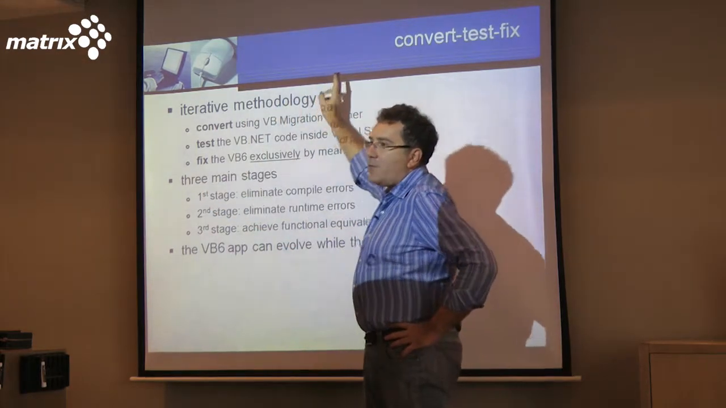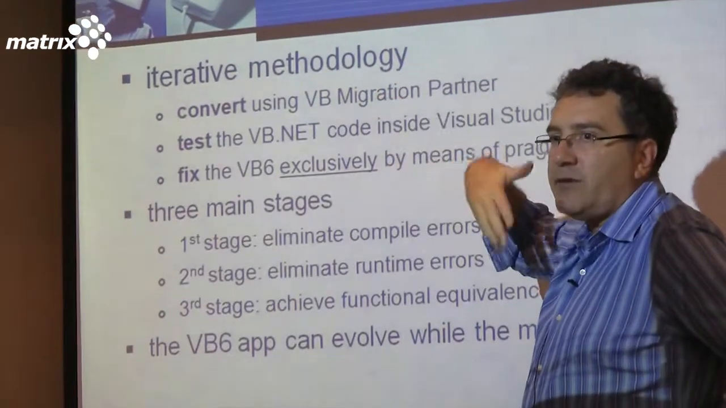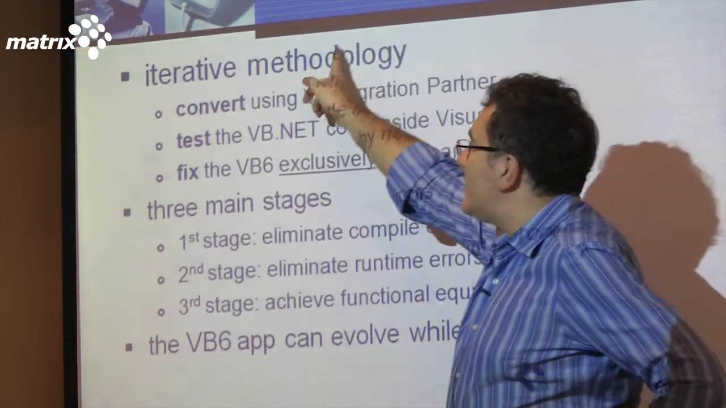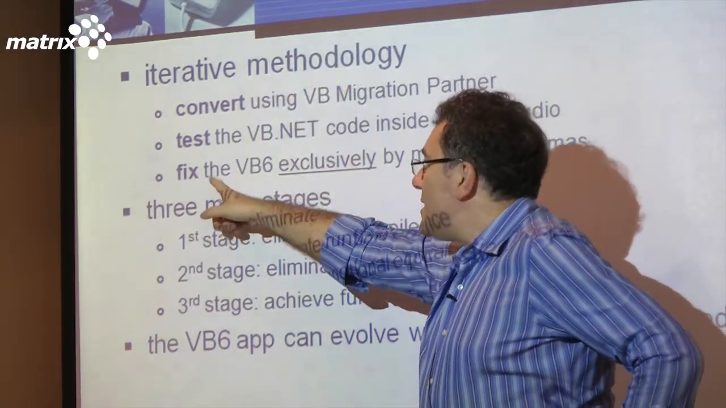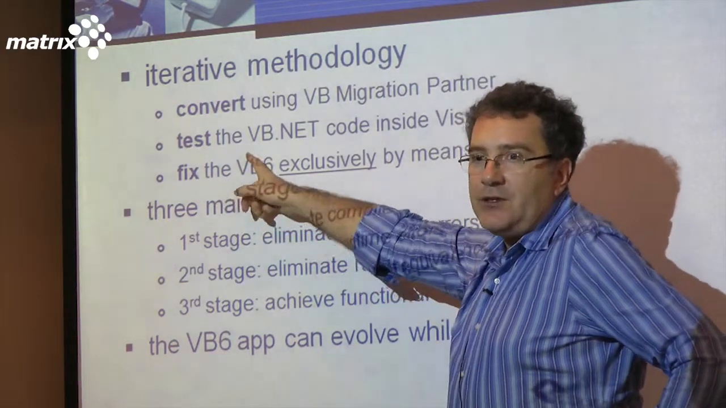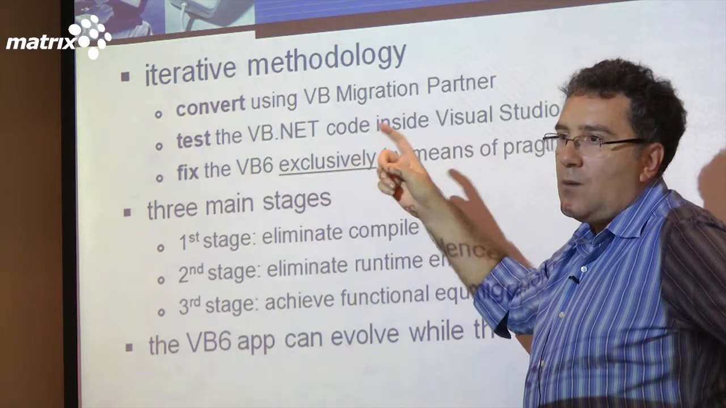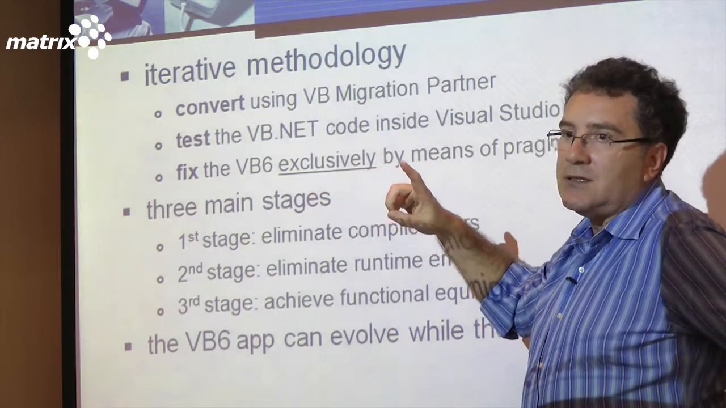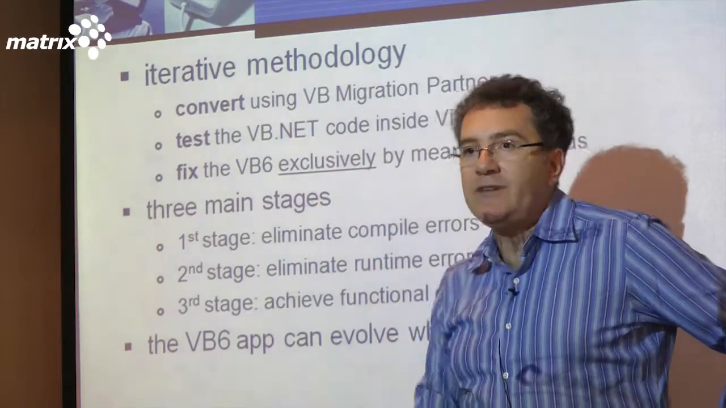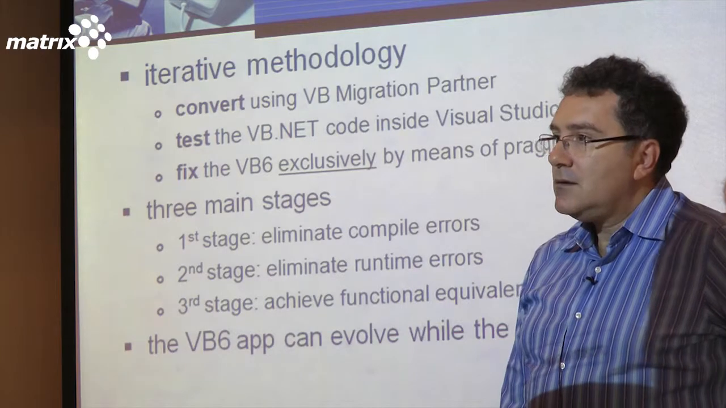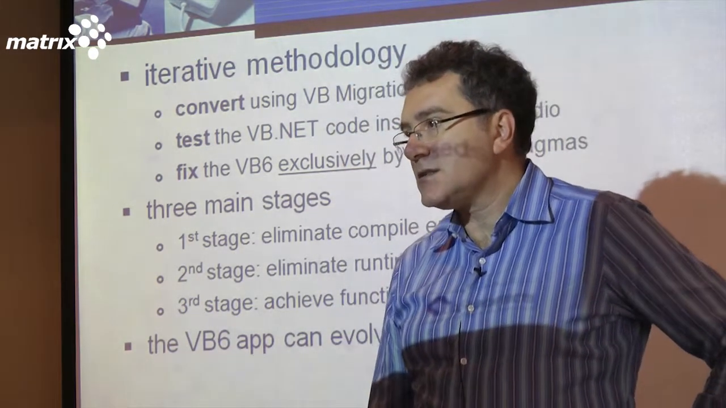In our methodology, if you want to adopt it, because it's optional, but we warmly recommend it, especially for large projects, if you abide by this methodology, it's absolutely forbidden for you to modify the VB.NET code, the target language code. Whatever you do to fix the problem must be done in the original VB6 code exclusively by means of pragmas. You never change an executable statement in VB6.